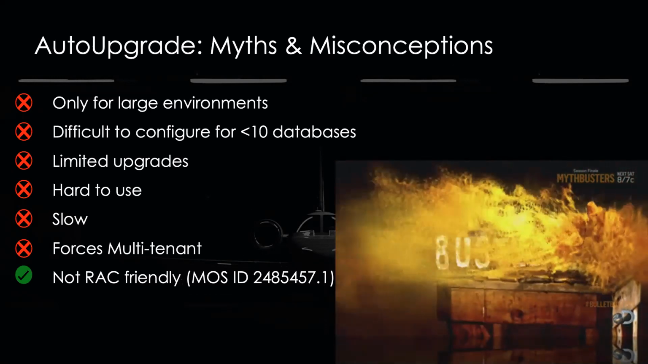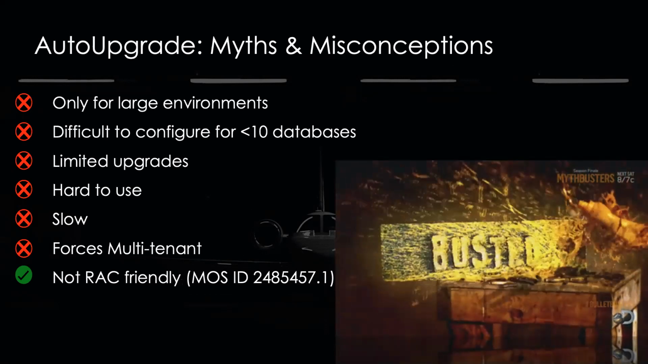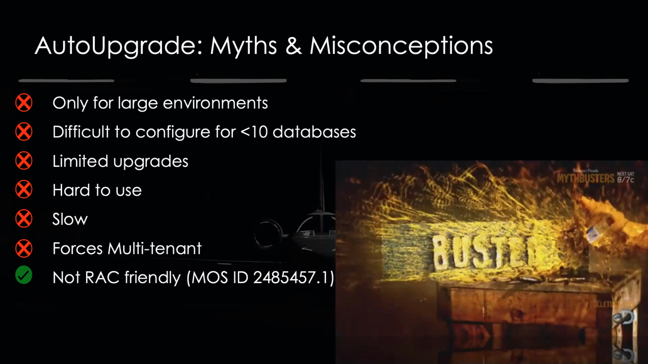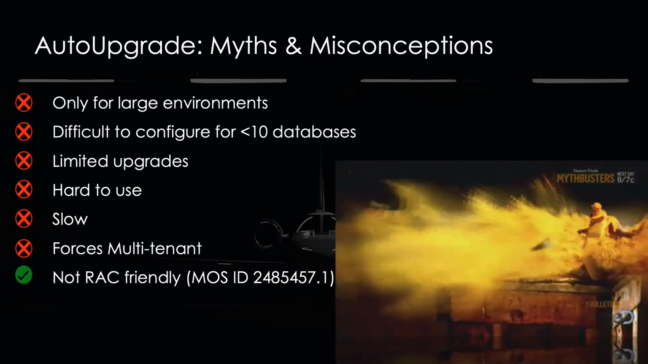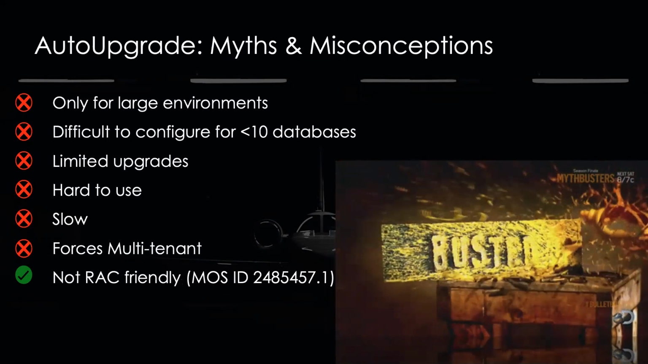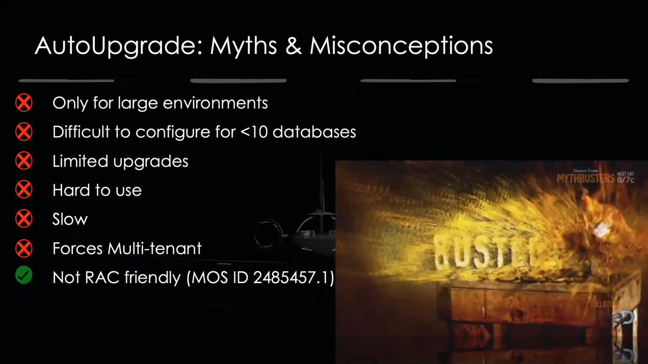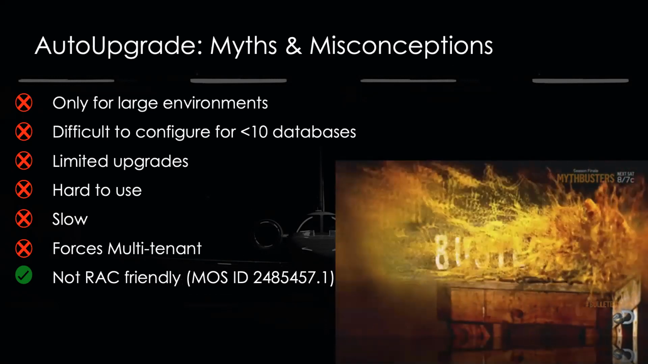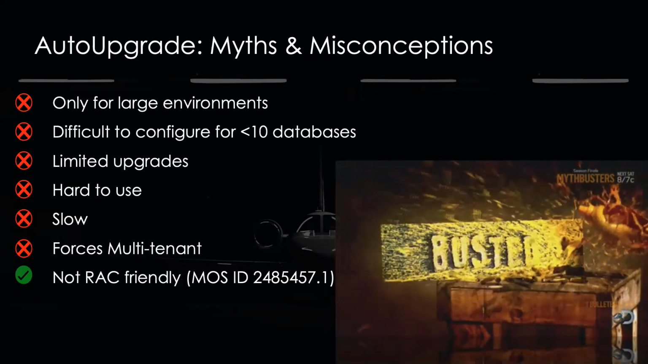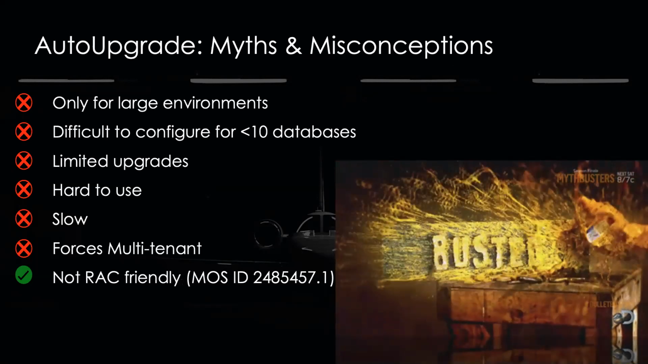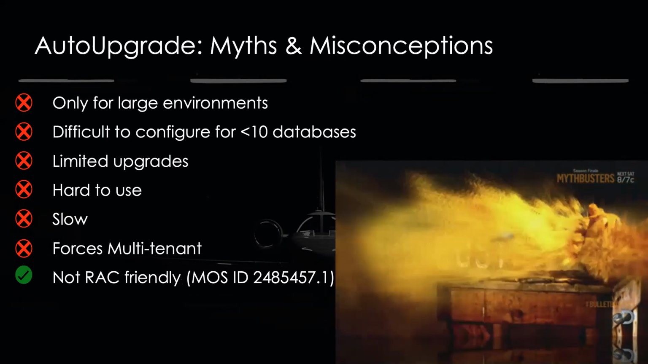Now, I do want to hit on a couple of the misconceptions that I've heard and maybe correct the record. My company has been running some 19C upgrade workshops recently. We had a few attendees that have remarked on different things about Auto Upgrade. And people have said, oh, no, it's only for large environments. It's difficult to configure unless you've got a whole bunch of databases. You're really limited in the types of upgrades that you can use, and it's hard to use, and it's slow, and you have to go to multi-tenant. Yeah, all of that is wrong.